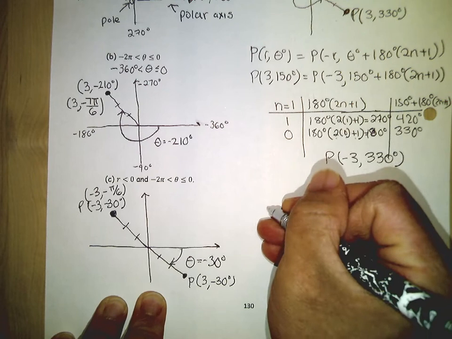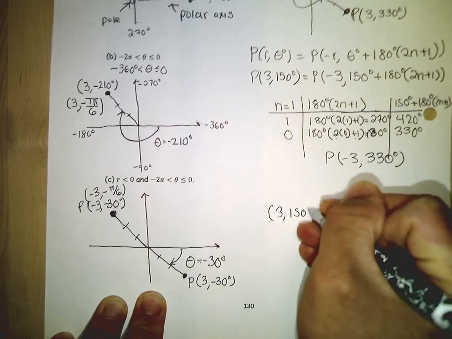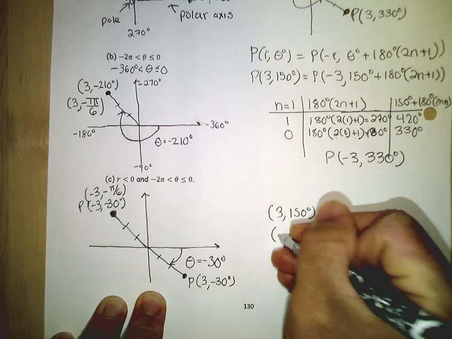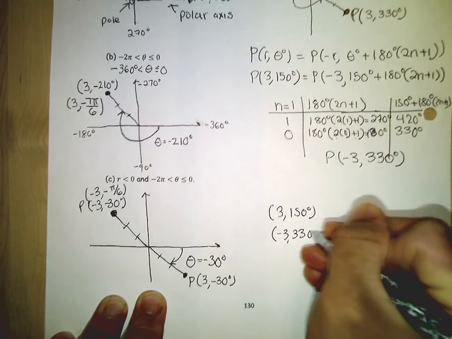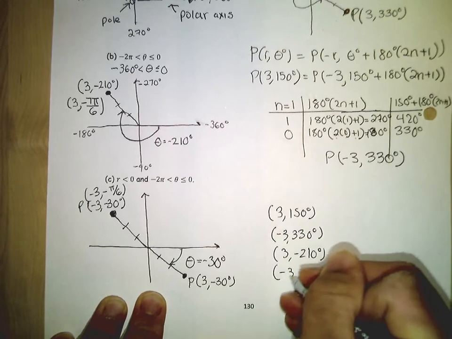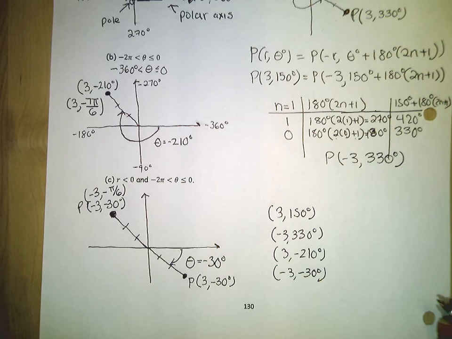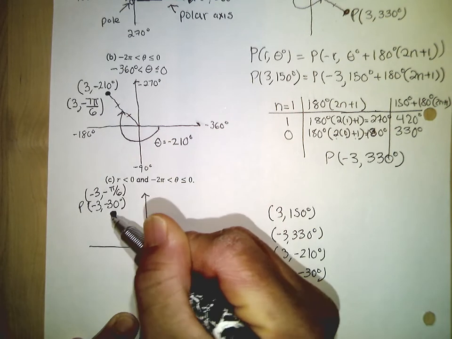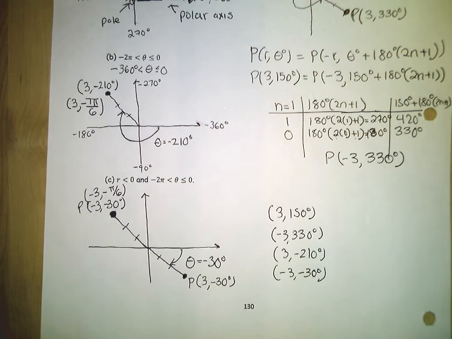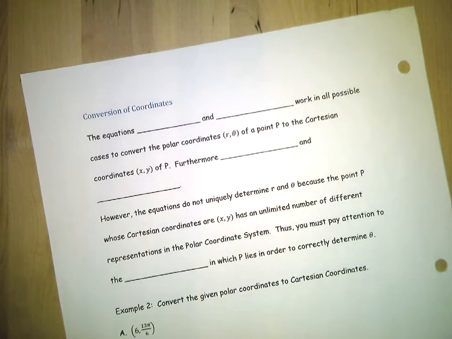So all of these points are exactly the same: 3, 150 degrees, or -3, 330 degrees, or 3, -210 degrees, or -3, -30 degrees. There are infinitely many different ways that you could represent the same point in polar coordinates. All right, so now let's look at the conversion of coordinates here.